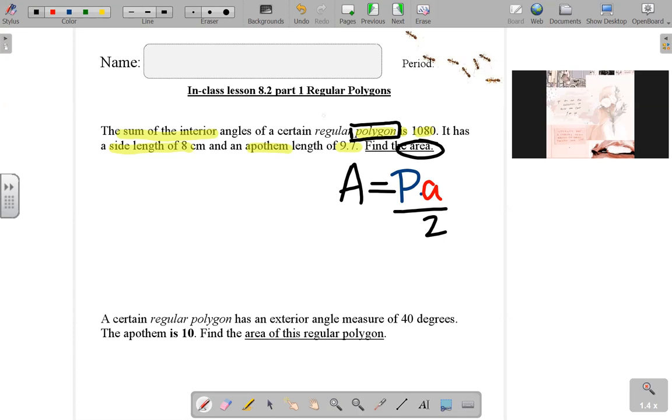Riley, what's really significant about the generic word polygon? Do we know how many sides it has? That's a heptagon, that's a hexagon, keep guessing. Do you see the word? Here's a clue: a certain. At this moment, do we know how many sides it has? No. That's important. Make a mental note: when you see polygon, you immediately do not know the number of sides. That's a hint. So we don't know the number of sides, and that's obviously the first thing we need to do.